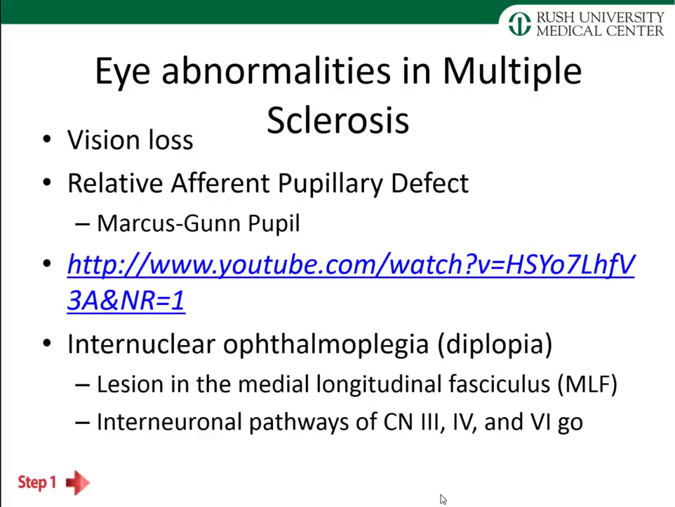These axons leave the nucleus and immediately cross the midline and ascend in the MLF. Lesions of the MLF then produce an impaired adduction of the ipsilateral eye with nystagmus of the contralateral eye when abducting. I like to think of it as that one eye is not moving laterally and the other eye is moving medially and trying to push the other eye, and that's why you get subsequent nystagmus. Both of these eye abnormalities are commonly tested on Step 1, so make sure that you can recognize both of them.